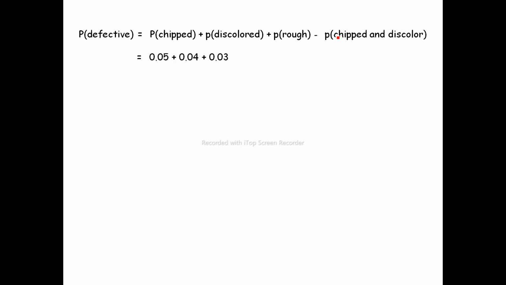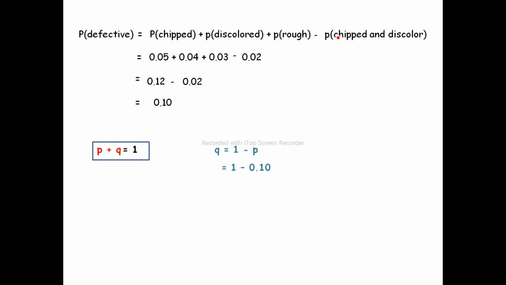Next, what is the probability of getting a defective tablet, which is the probability of chipped plus discolored plus rough minus probability of chipped and discolored. Okay, so you solve this, and we'll get 0.10, or you can say 10% of the tablets are defective. Now the probability of getting an acceptable, or not defective, is 90%. Okay, so 90% of the tablets are acceptable.